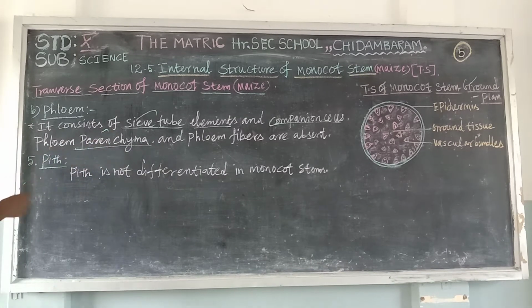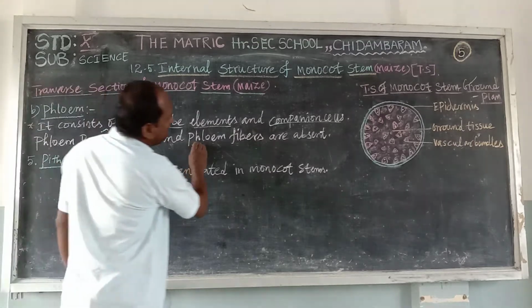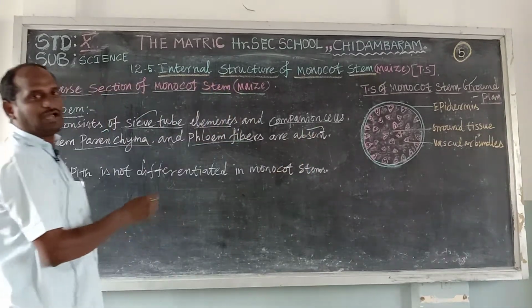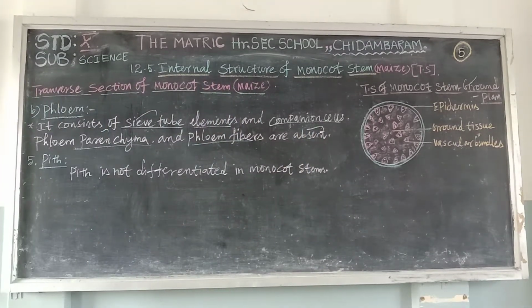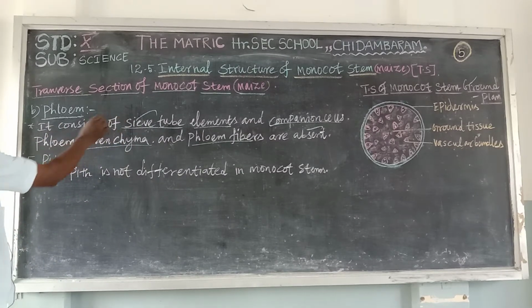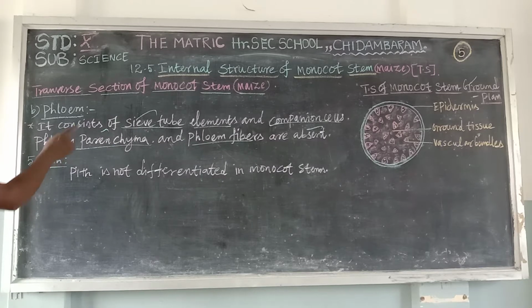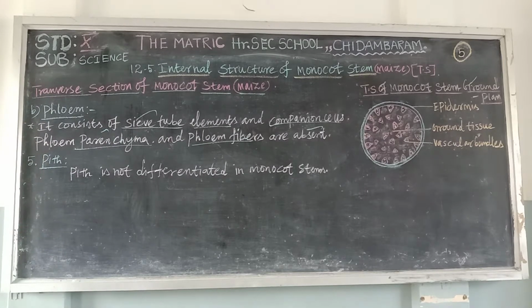These cells are parenchymatous in nature, present in the phloem. And the phloem fibre is absent. There are xylem fibres and phloem fibres, but phloem fibre is absent here. The sieve tubes are very important. Sieve tubes selectively filter and transport food material to each and every part of the plant. Next, the last one, the pith.